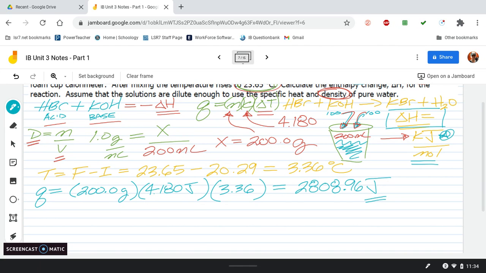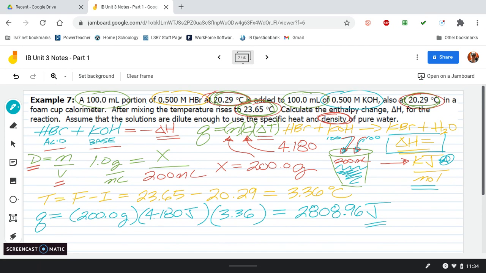And then if we think about our sig figs, let's check our sig figs here. Actually, this should be a 0 here, so it should be 4 sig figs. So we'll call it 2,810 with a decimal like that. But there's 4 sig figs. Good enough. So that's joules.